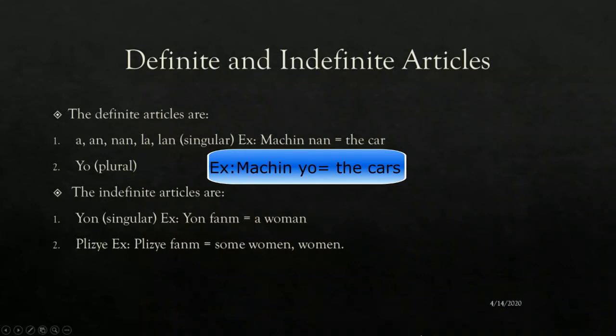The indefinite articles, we also have them too. They are yon for singular, and plusieurs for plural. An example we have for singular is yon femme, a woman. An example we have for plusieurs is plusieurs femmes, some women or women. Nice.